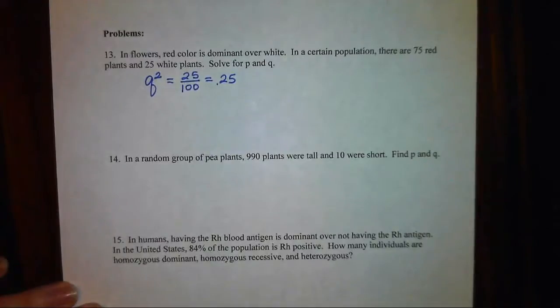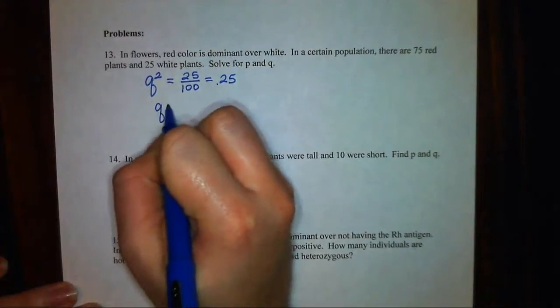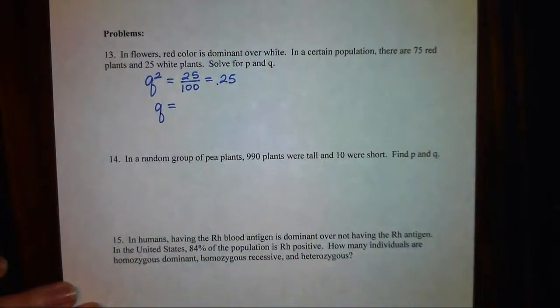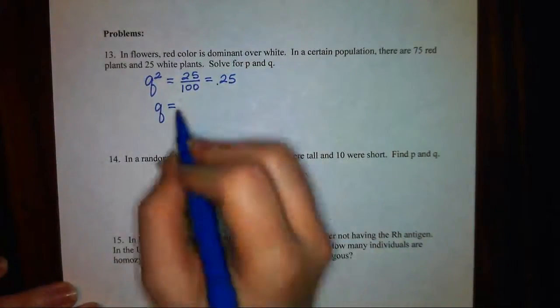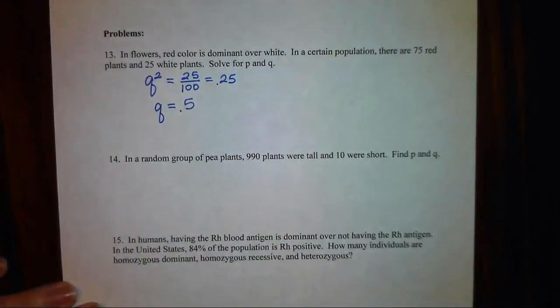Okay? To find q, which would be the frequency or percentage of the alleles that are recessive, I'm just going to square root both sides. So square root q squared to find q. If I take the square root of 0.25, that's 0.5. How did I figure that out? I'm thinking 0.5 times 0.5 equals 0.25. Okay, they're perfect squares or perfect square roots.